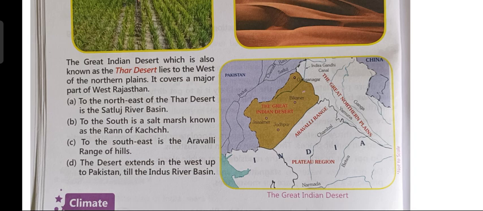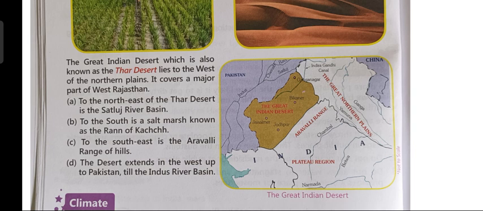Now here, children, we have come across two new words. First is Run of Kutch and second is Aravli Hills. Firstly, what is Run of Kutch? Run of Kutch is a wide salty desert. It is a place in India where the land is covered with white salt. Since it is covered with white salt, that is why this place is known as Run of Kutch.